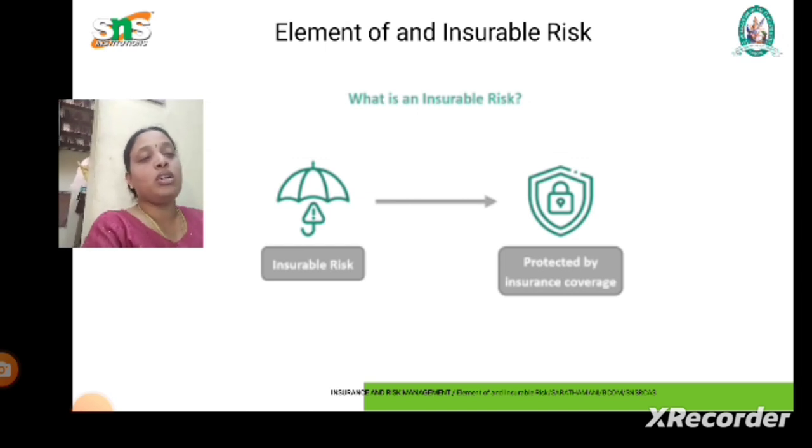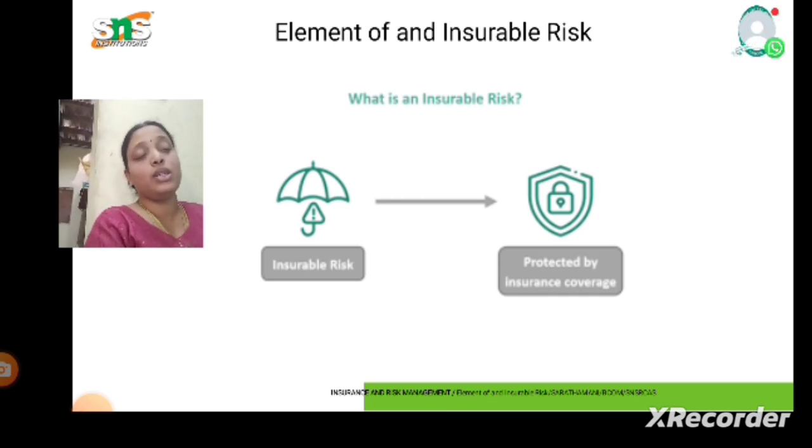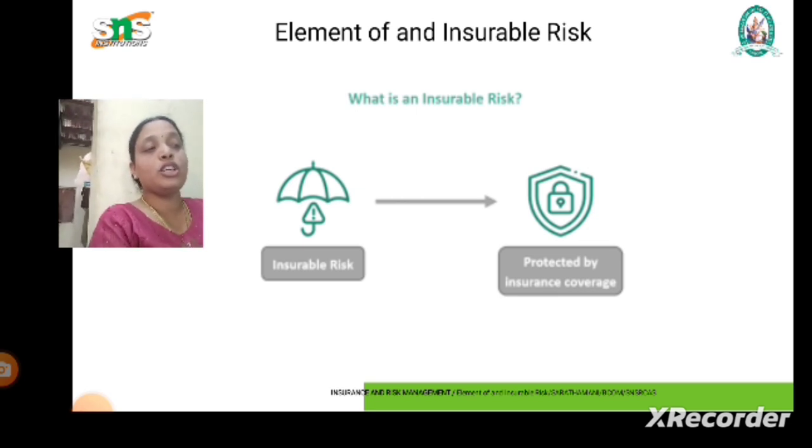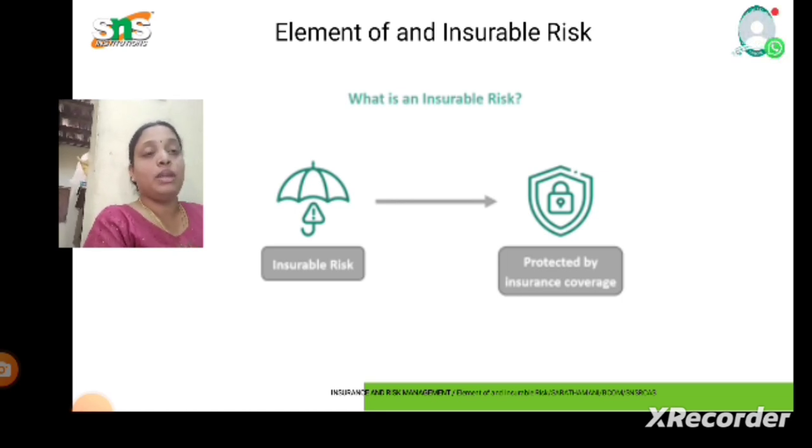The next one is non-catastrophic in nature. Insurance companies do not usually insure risks that are unforeseen or cannot be precisely predicted. And the next one is large loss. The financial loss incurred by the insured should be large enough from the individual's perspective. The next one is statistical probability. Any contingency should be statistically predictable to become insurable. This aids in the determination of premiums.